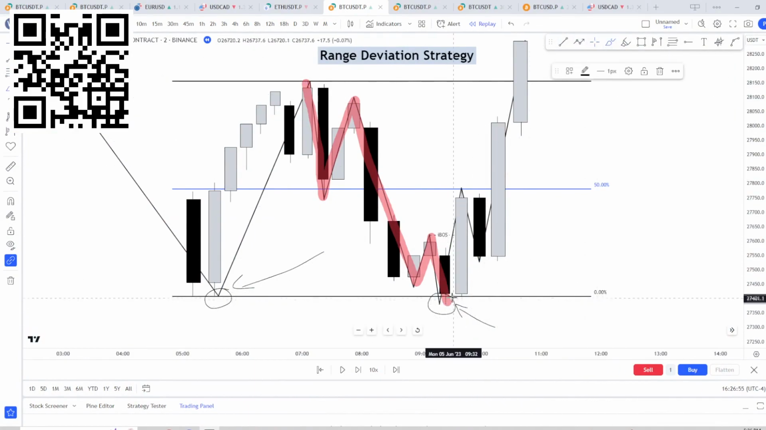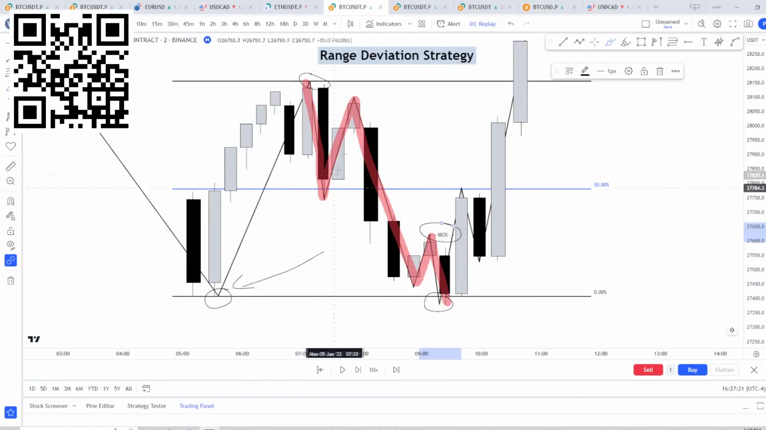Therefore, there could be potential trapped traders within that wick. Smart money may be using those trapped traders to get into long positions. Maybe is a bad word to use. So in saying that, we need confirmation. So how do we confirm a range deviation trade? We watch the internal market structure from the high to that low break internally.